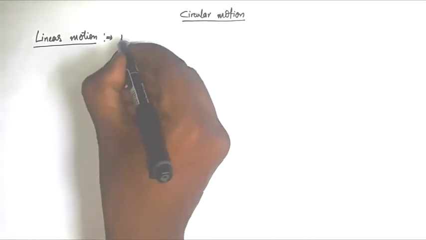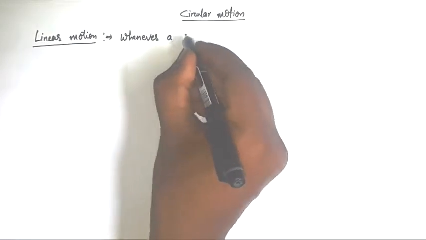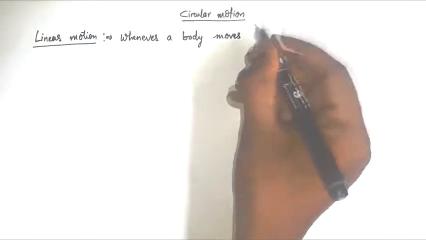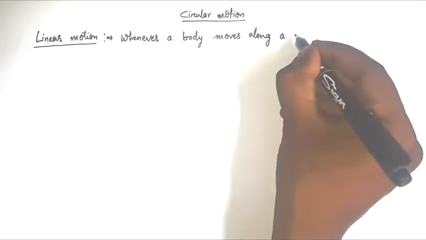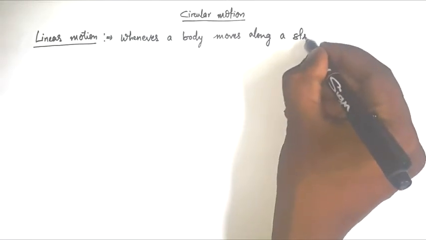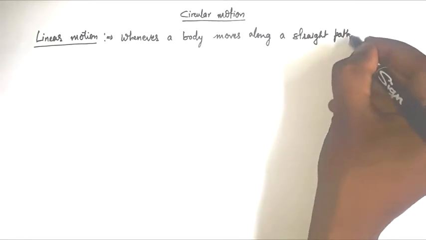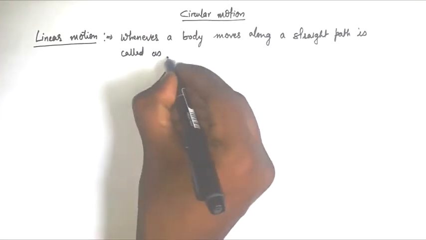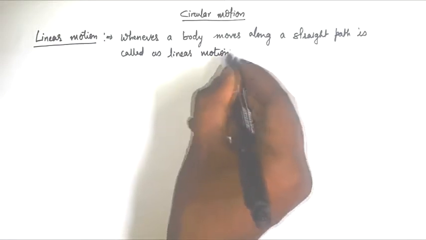जब भी कोई बॉडी एक स्ट्रेट path follow करती है, whenever a body follows a straight path or travels along a straight path, then its motion is called linear motion. So here I am writing that whenever a body moves along a straight path, its motion is a linear motion. We have already studied linear motion quite a few times in our school classes.